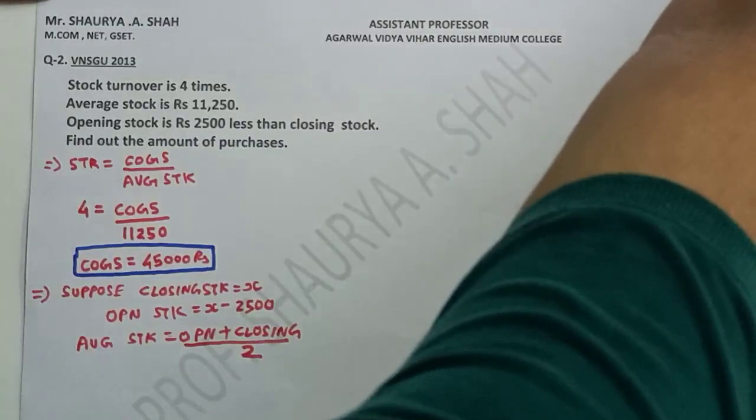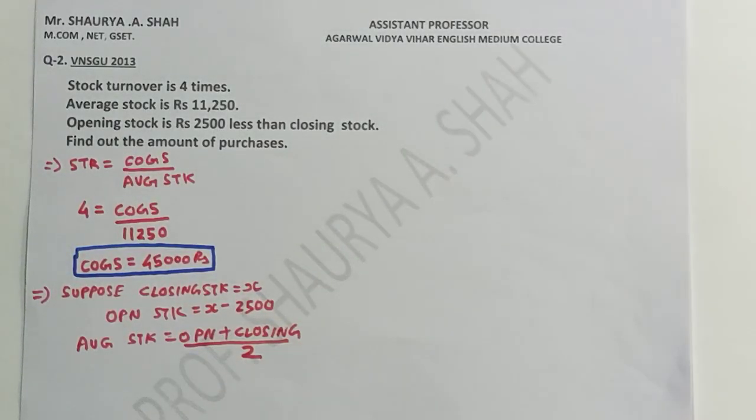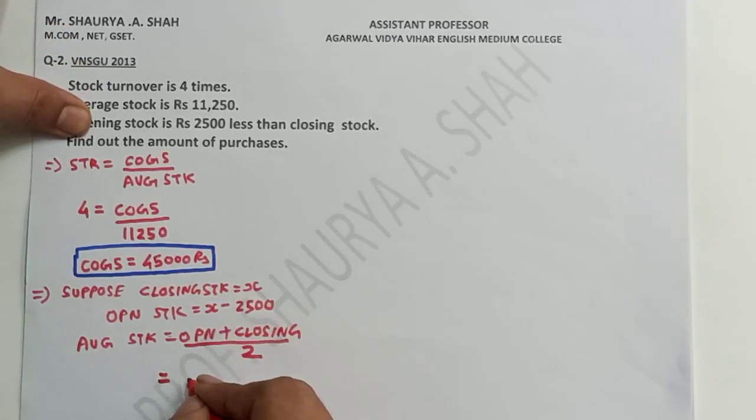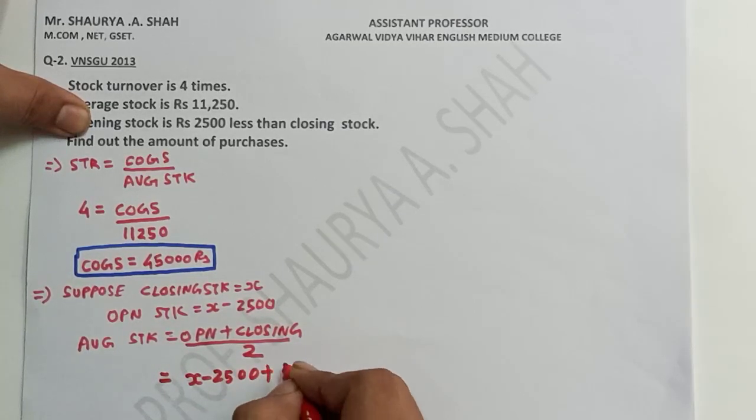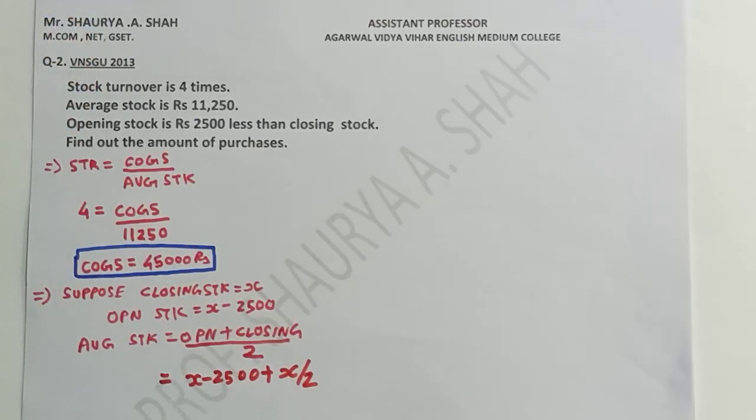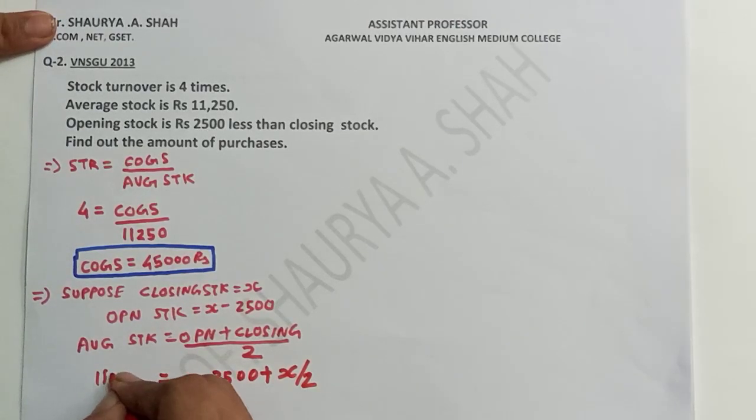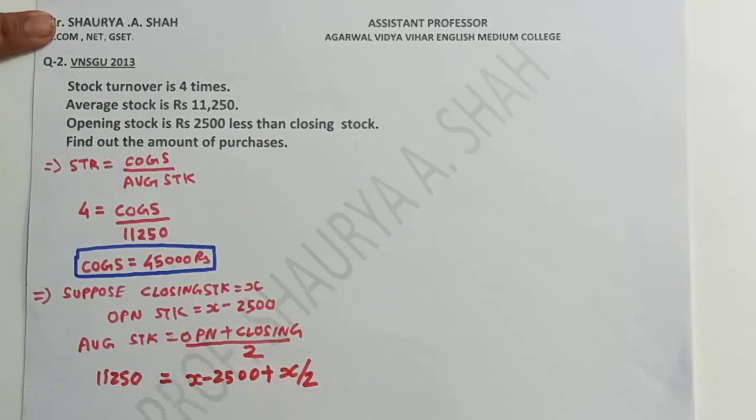Opening plus closing divided by 2, right? So I will put up every equation which we have found out in the particular sum. Opening stock, I know the value of opening stock. It is X minus 2500 plus closing stock X, divided by 2. So when I solve the equation, the average stock answer I am having is 11,250.